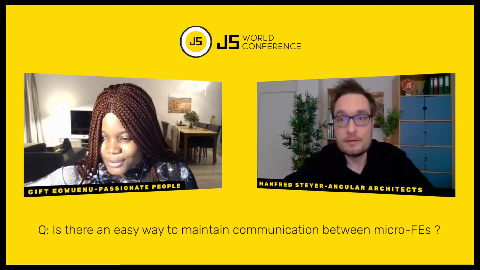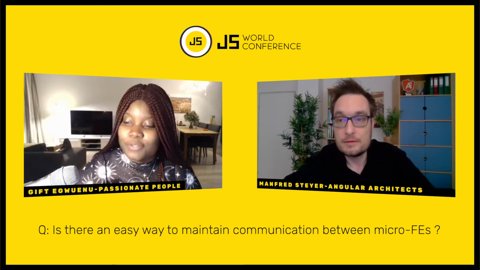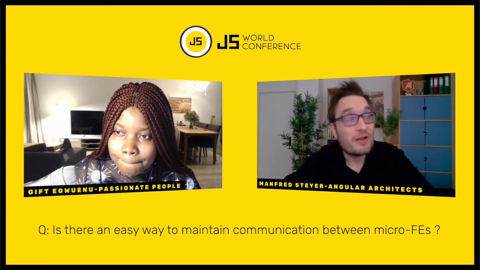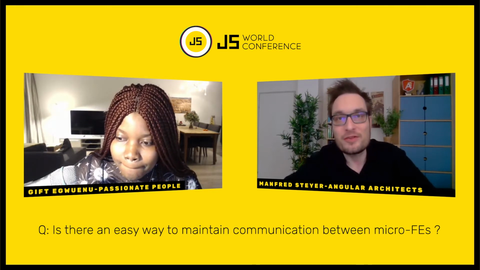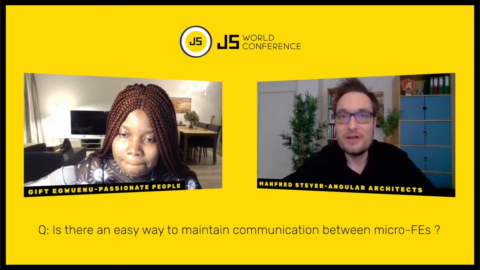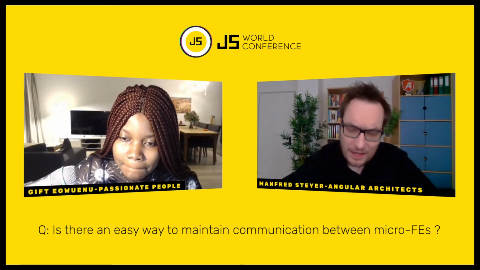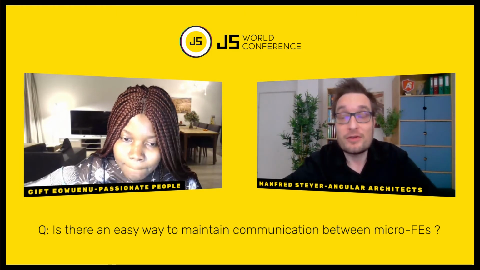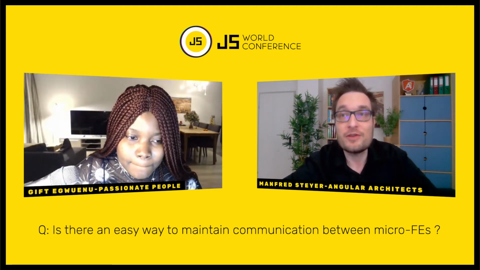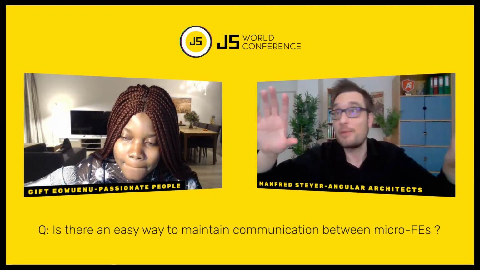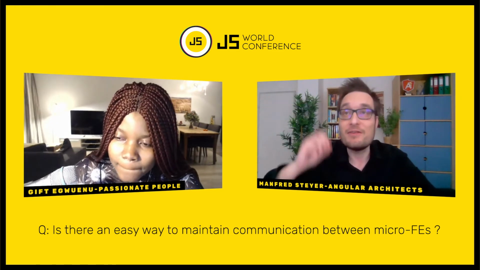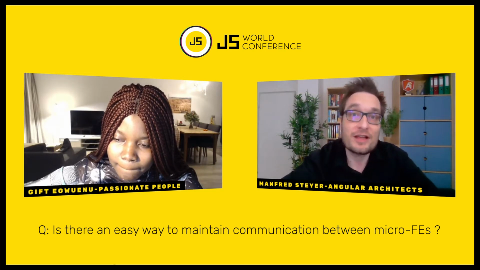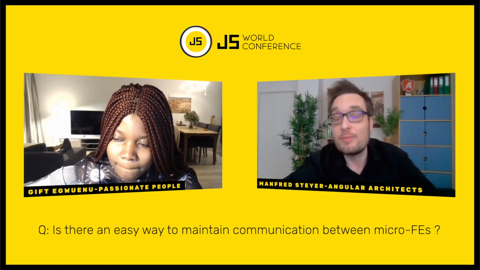Okay, Tino has a question. Is there an easy way to maintain communication between micro-frontends? Yeah, so the easiest way, if you ask me, is to share a simple library, some kind of communication library. What I like to do is create a service bus or an event service, a service with a behavior subject. And if a system wants to tell other systems about something, it is just emitting an event over this event bus. And all the other systems that are interested can consume this event and act upon it.